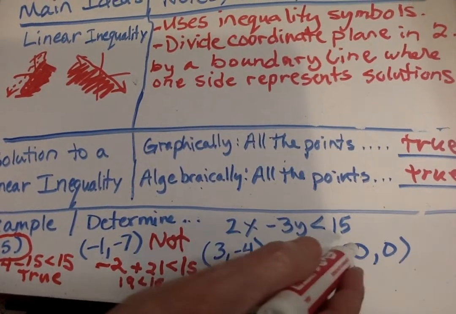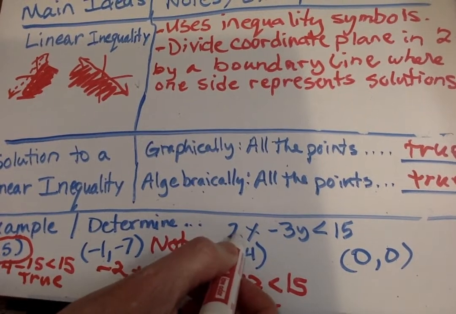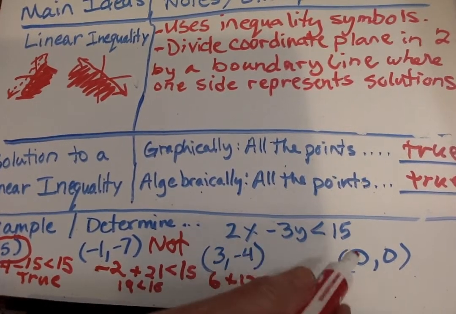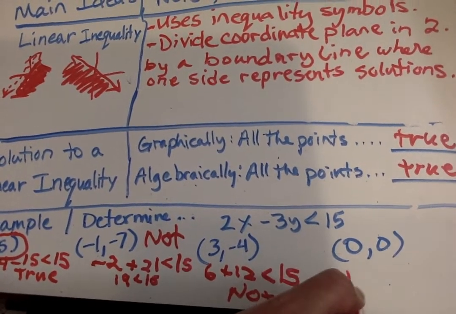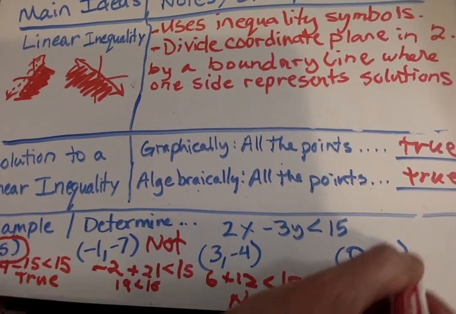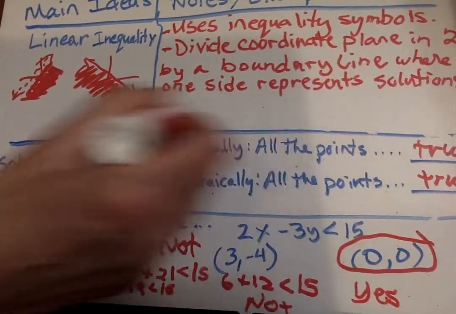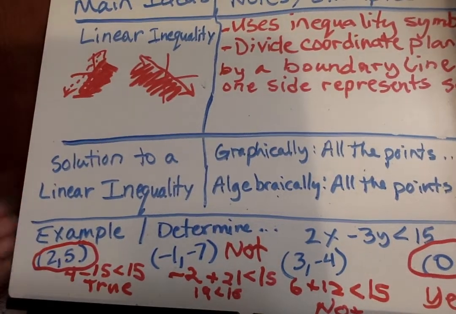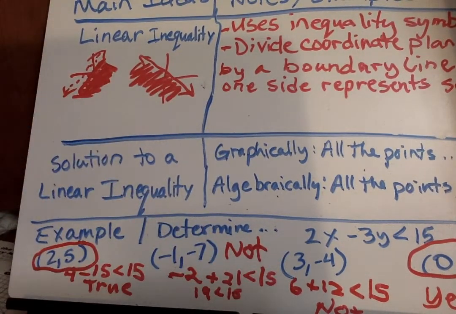Okay, 0, 0 is going to be easy. 0 times 2 is 0, minus 0. Is 0 less than 15? Yes. So that makes a true statement. So there's your solution, and the first one here is also your solution. None of these others are a solution. Now we're going to continue and do the middle to the bottom part.